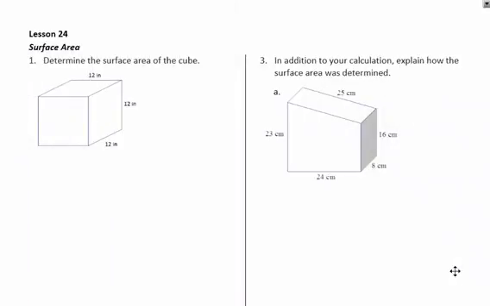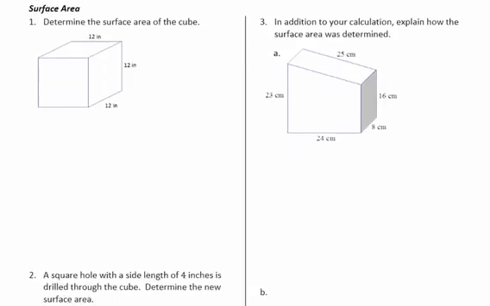Continuing on through geometry, we're going to talk some more about surface area and some different shapes we didn't talk about before. Question number one is a cube. A cube is made up of 6 squares that are all the same size. So it's one of the easier ones.